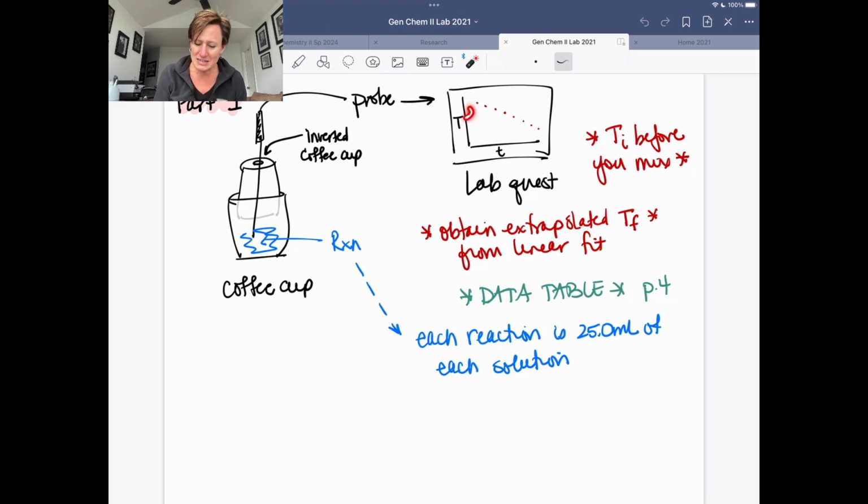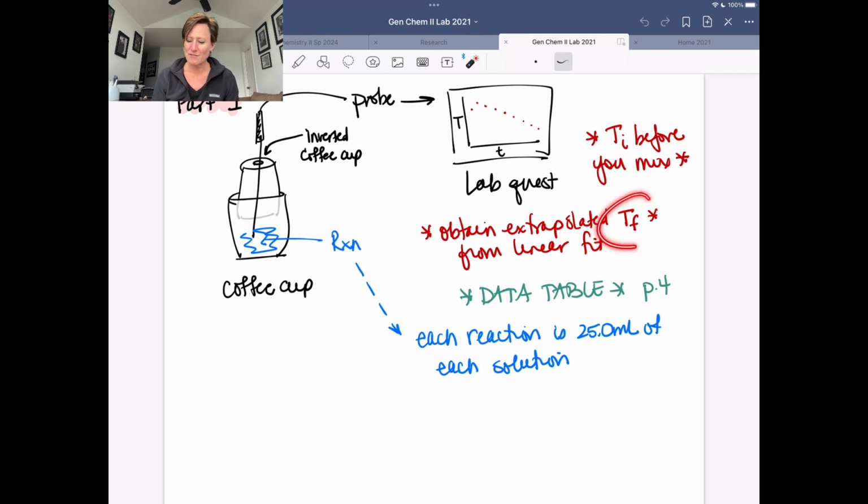So what you might start seeing is that you have some theoretical maximum point that maybe you miss because of how you're mixing things together. So what we're going to do is ask the LabQuest to fit the linear portion of this data and extrapolate back to when time equals 0, that instantaneous point when we first mix those chemicals together, and that's going to be our final temperature.